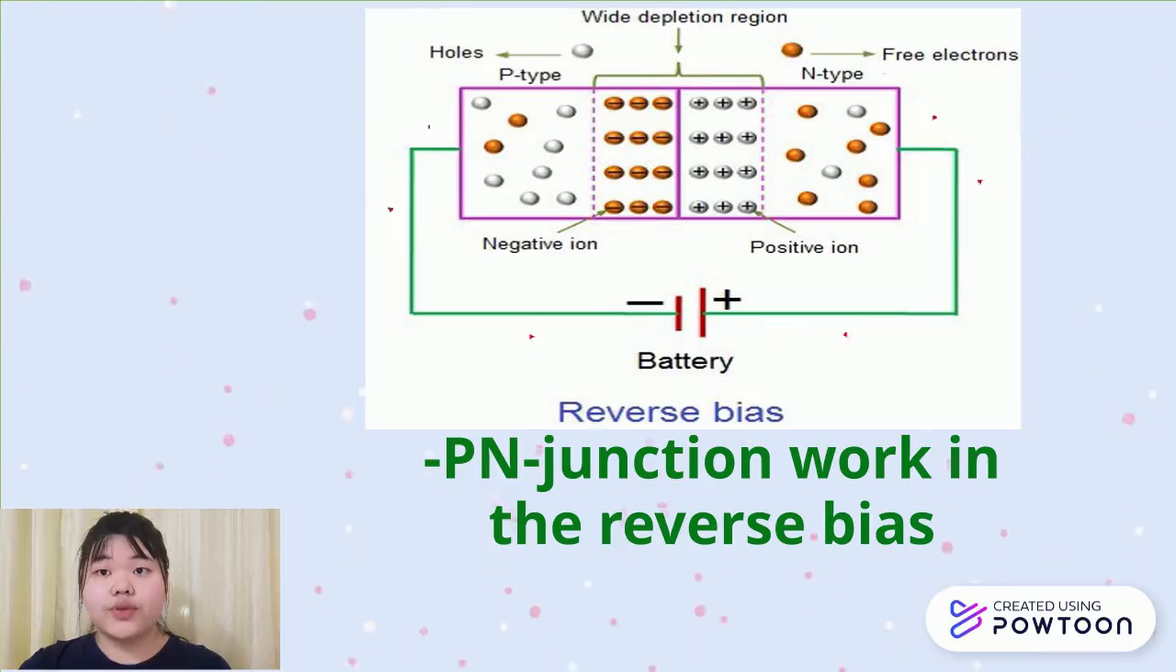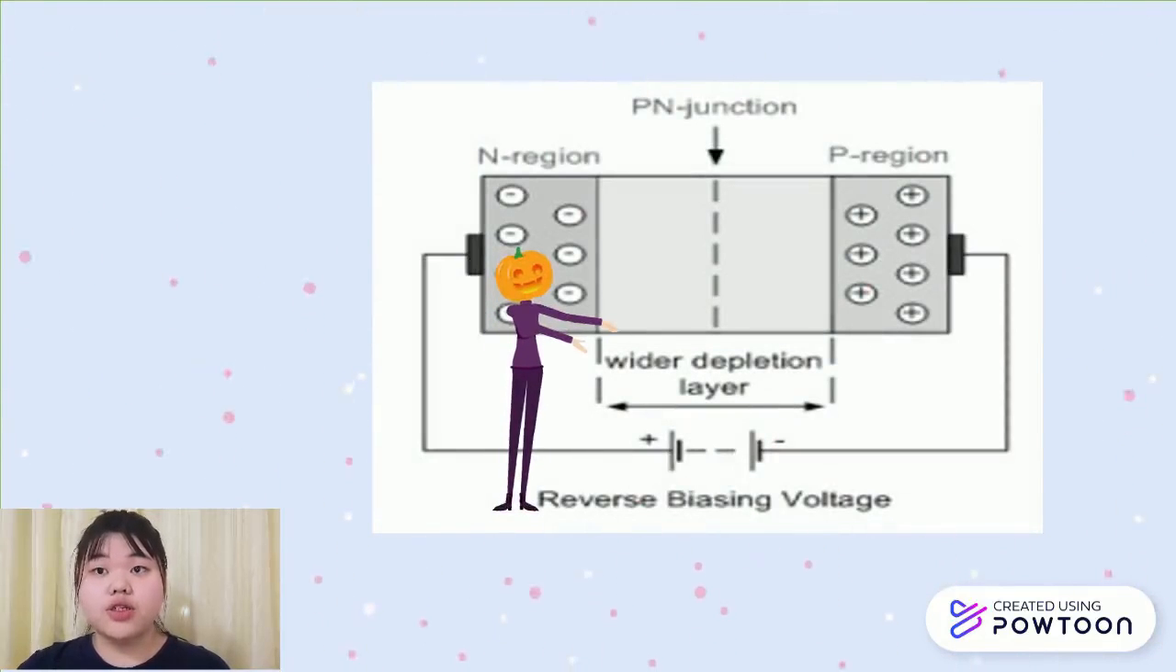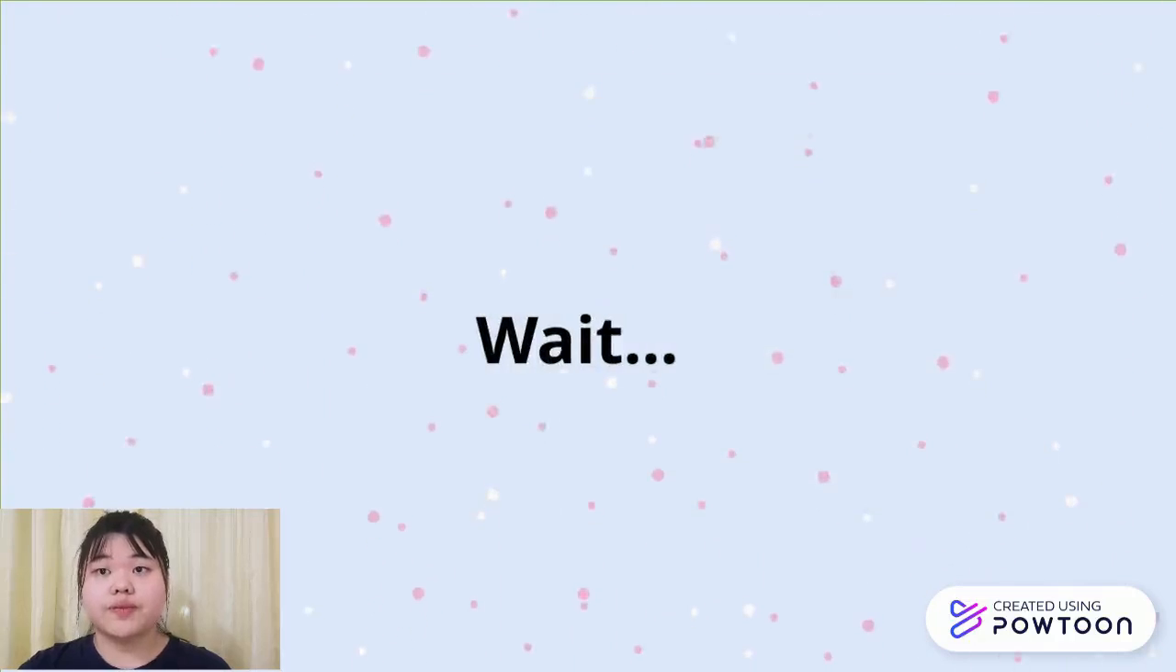The PN junction has to work in the reverse bias condition, which is to connect the P side to the negative and the N side to the positive of the battery. This will cause the depletion region to become wider to receive more photons from the light emission.